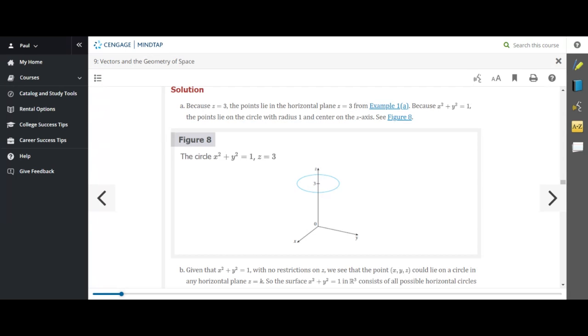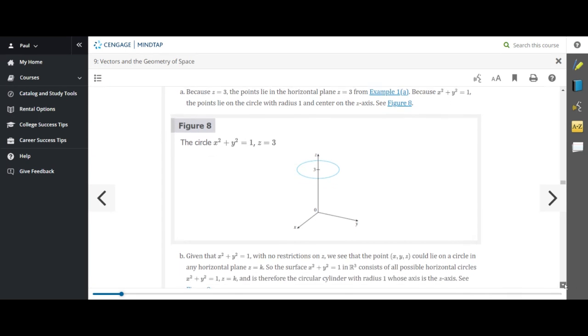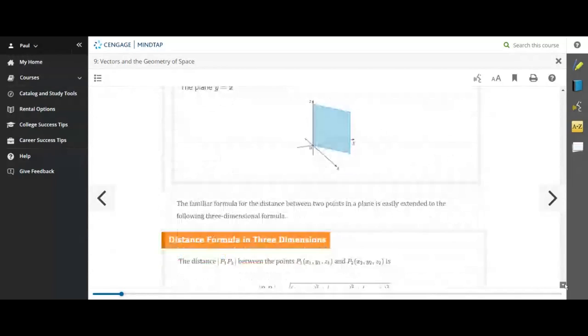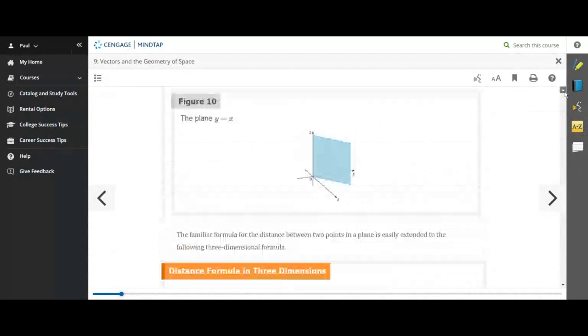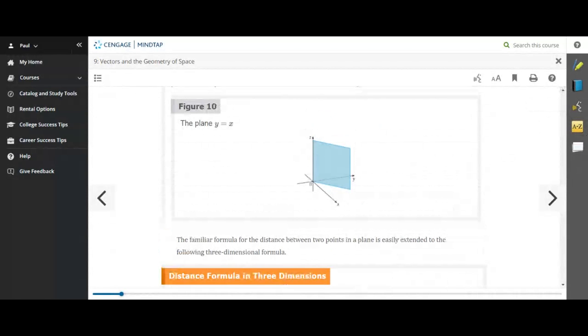And you know what else we can do here? Here's the plane y equals x. You draw the line y equals x, a 45-degree line between the positive x and y axes. And you take that line and bring it up and down. Just layer it up and down, and you get a vertical plane.